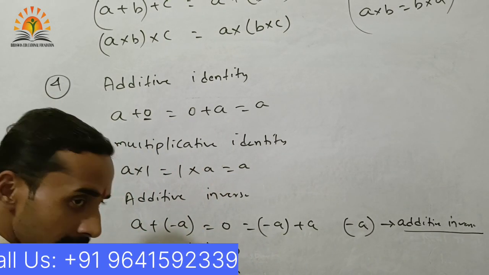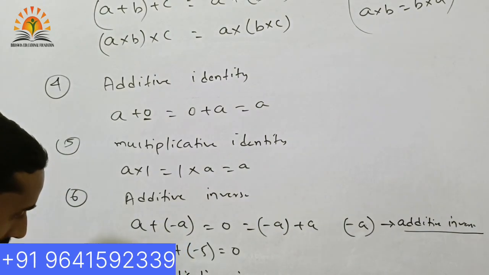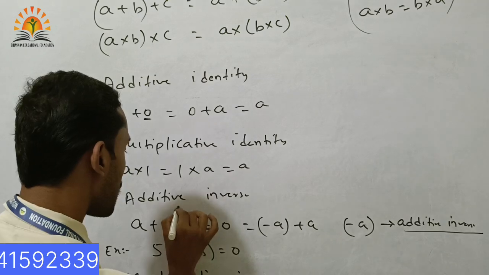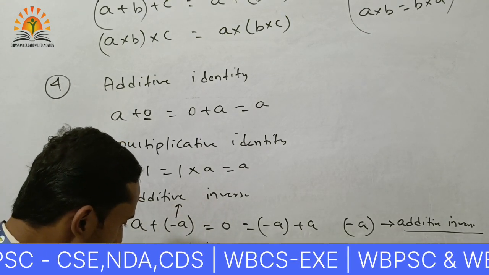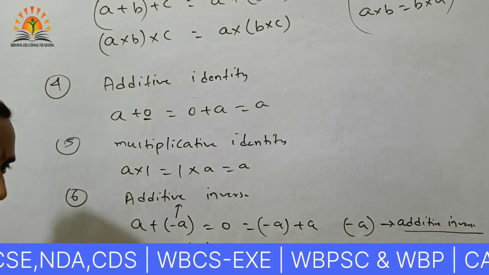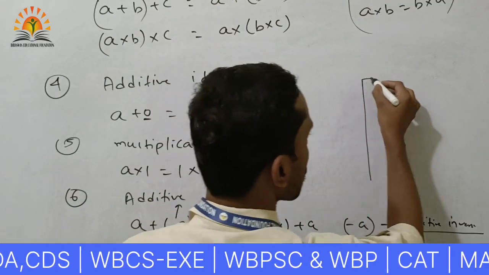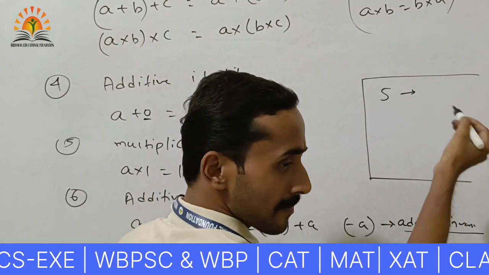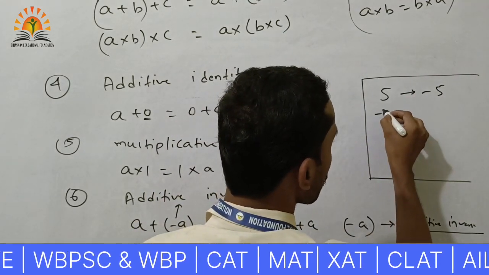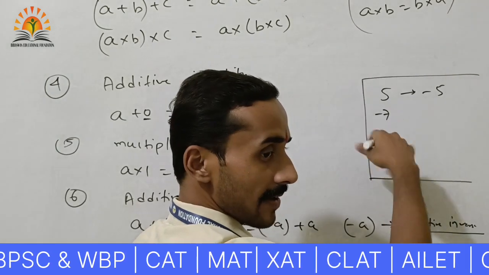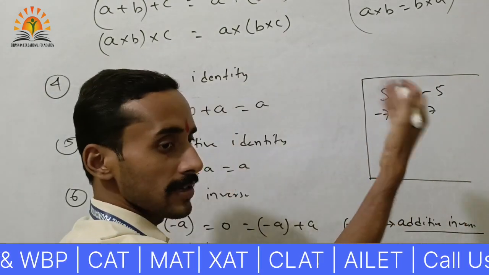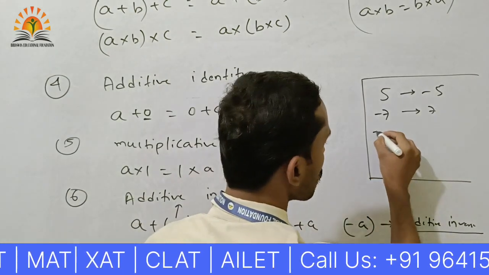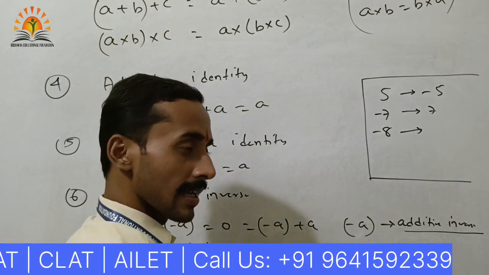1 by A means if A cancels, it gives the value 1. So minus A is known as additive inverse, and 1 by A is known as multiplicative inverse. Clear? So if you want to find the additive inverse of 5, it will simply become minus 5. If you want the additive inverse of minus 7, it becomes 7. Just opposite. You have to use the plus sign or minus sign. If you want the additive inverse of minus 8, it becomes 8.